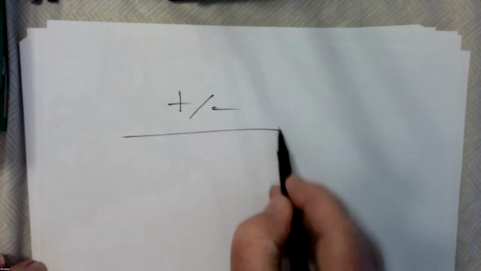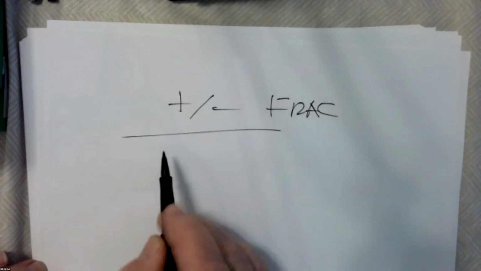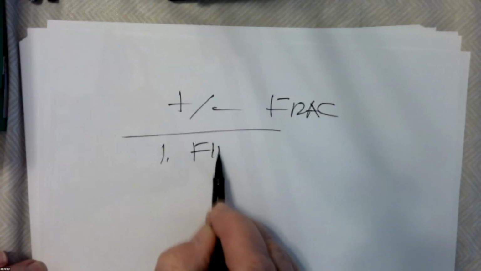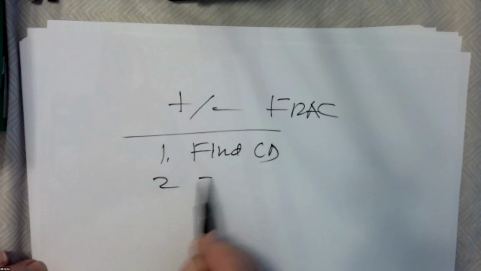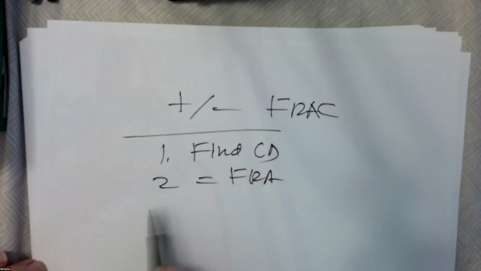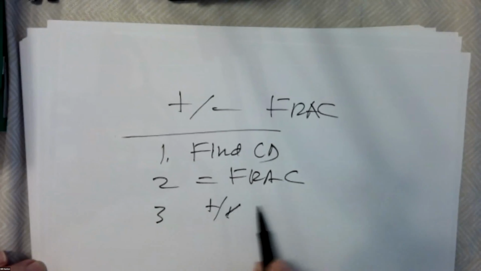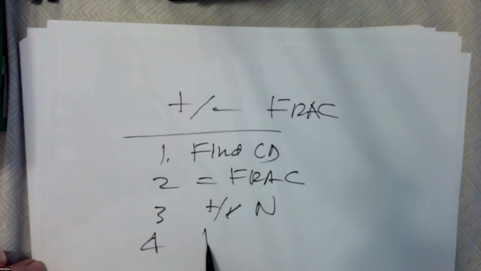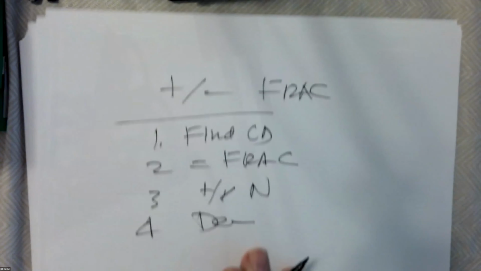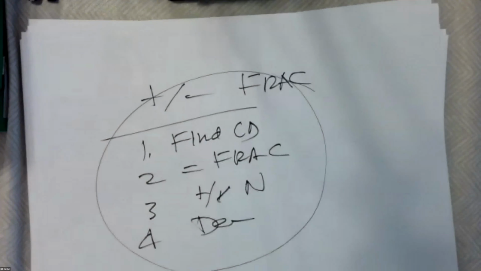We tell kids to add or subtract fractions. First, you find a common denominator. Second, you make equal fractions. Third, you add or subtract the numerators. Fourth, you bring down the denominator. So what you do is you build an algorithm so the kids are acquiring the language that's important to math.